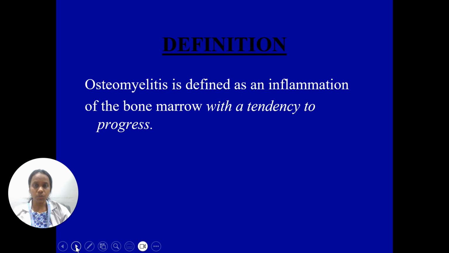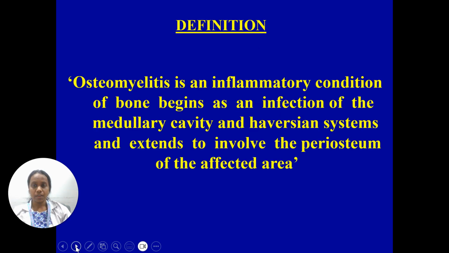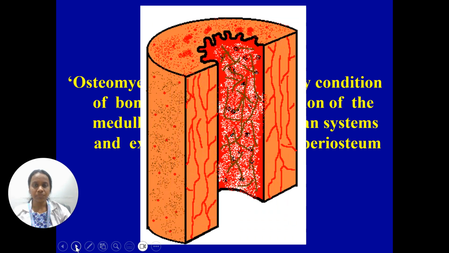Osteomyelitis is defined as an inflammatory condition of bone marrow with a tendency to progress. If it is confined to a small area, that becomes a periapical infection. So osteomyelitis is an inflammatory condition of the bone, which begins as an infection of the medullary cavity and Haversian systems and extends to involve the periosteum of the affected area.